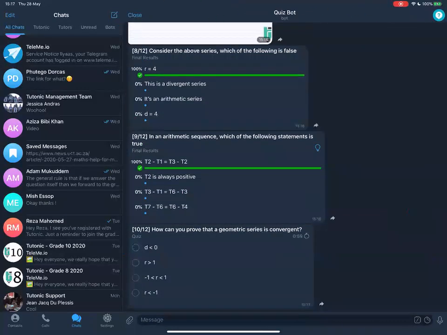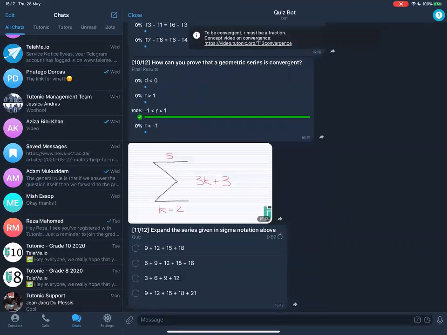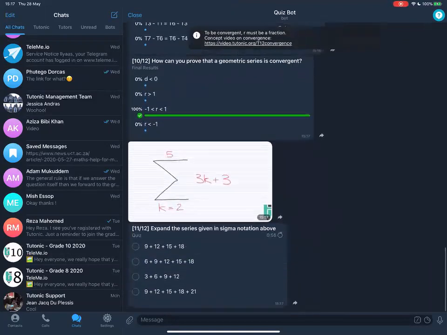And number 10, how can you prove a geometric series is convergent? It's the third one, because r is a fraction between -1 and 1. Whenever you multiply by a fraction, it becomes smaller and smaller, which is why it converges, because the numbers you're adding become smaller and smaller. Imagine you got that wrong, you could go back to the concept video on that and understand it. That's the cool thing, right?